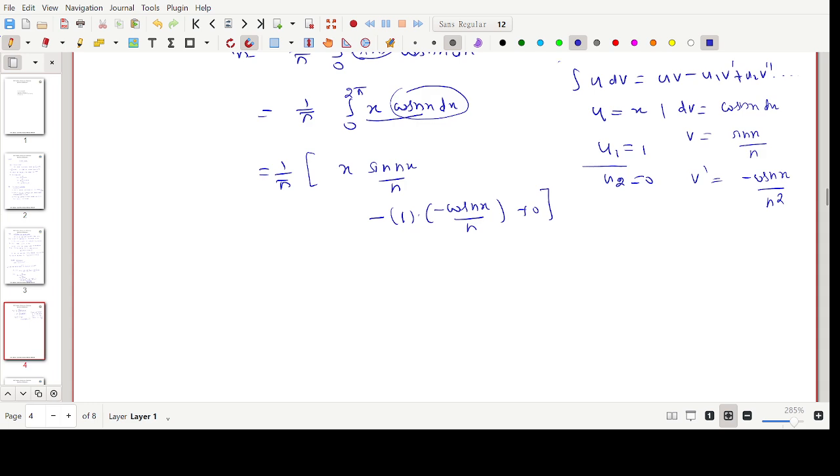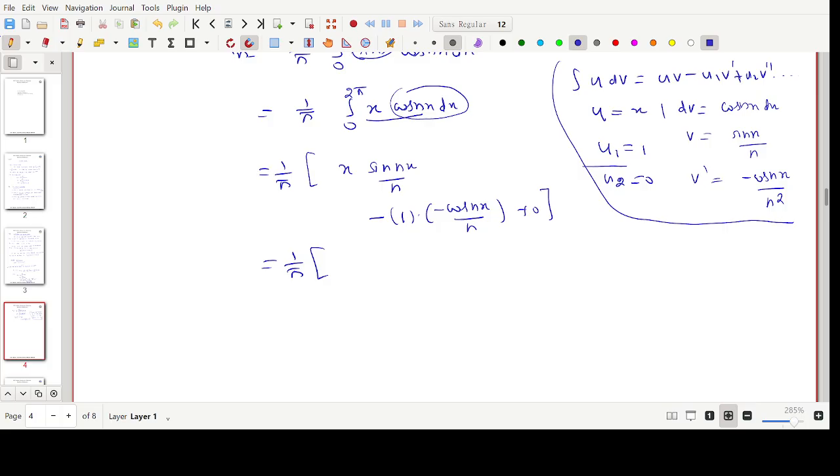Either we can do this after getting u1, u2, v and v dash and substituting in the formula, or we can directly proceed within this step. First find u and then v. After that, first the differentiation value and then the integration value. Proceed likewise and you get the integral solution, 1 by pi.